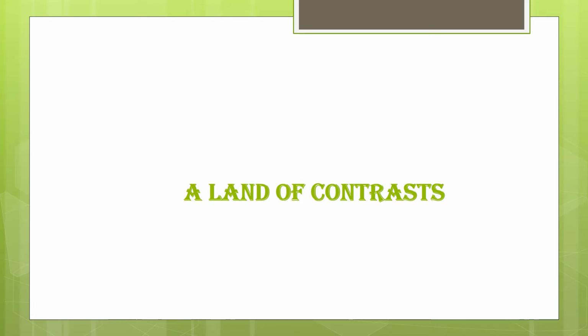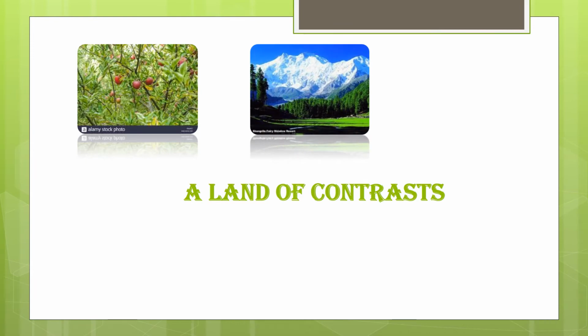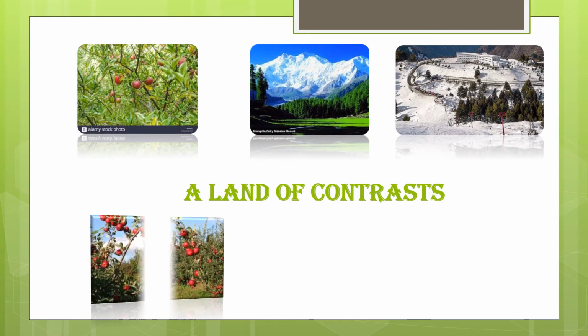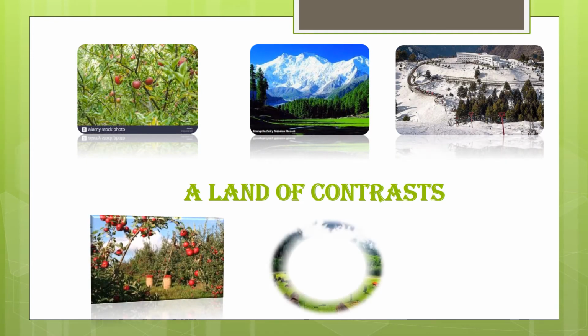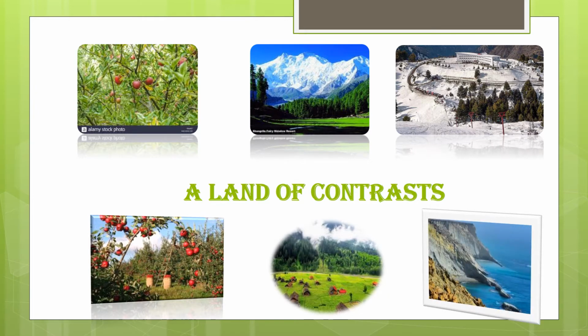Now we will understand how Pakistan is called a land of contrasts. Dear students, Pakistan is a beautiful country with magnificent mountains and green valleys, glaciers, lakes, rivers, and an amazing coastline with great beaches. If you travel from one end of Pakistan to the other, you will see that Pakistan is full of contrasts. This means that some parts of the land are very different from others.